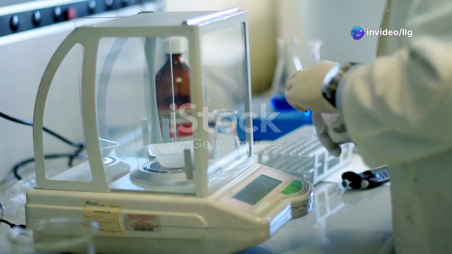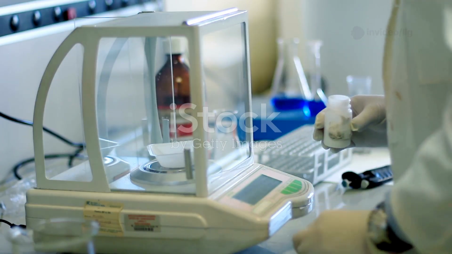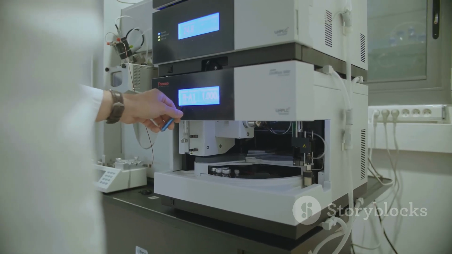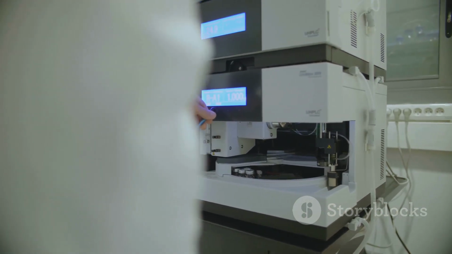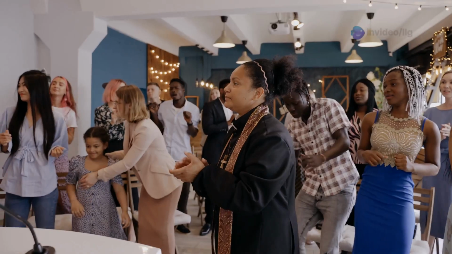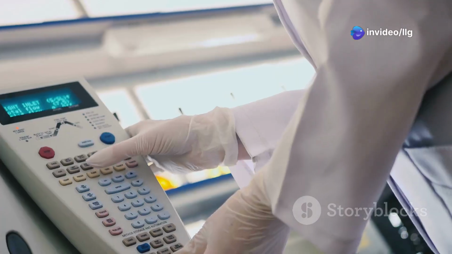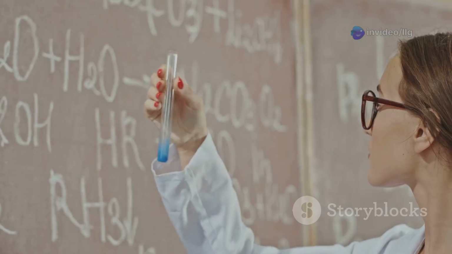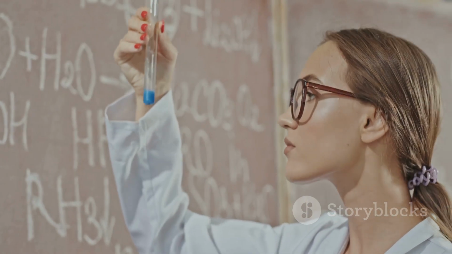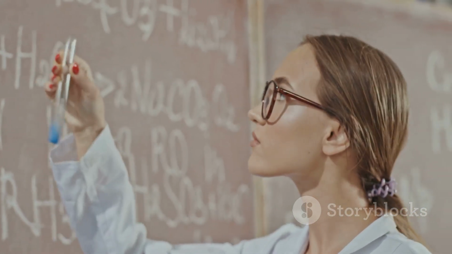Now, how do scientists identify and study these isotopes? Enter mass spectrometry, a powerful technique that acts like a fingerprint scanner for atoms and molecules. Imagine a crowded room, and you want to identify everyone based on their weight. Mass spectrometry does something similar. It separates ions, charged atoms or molecules, based on their mass-to-charge ratio.